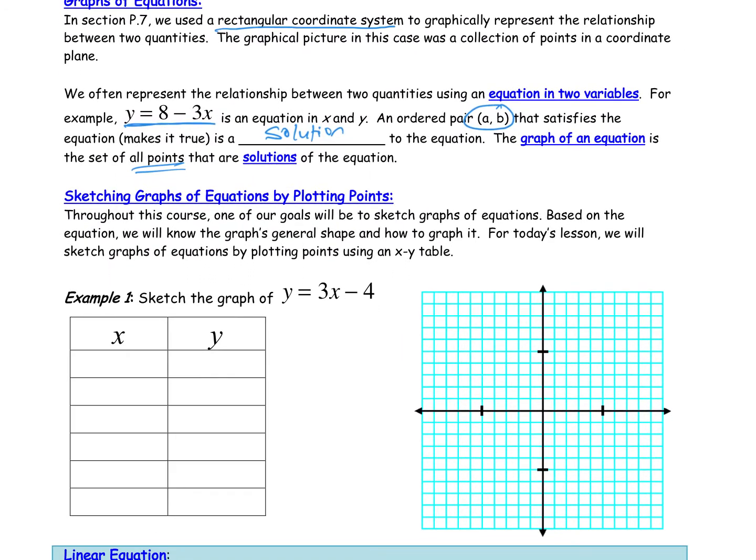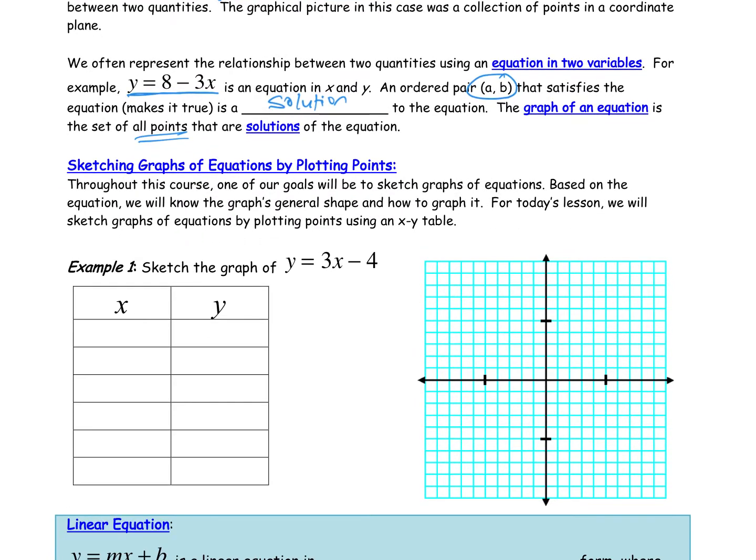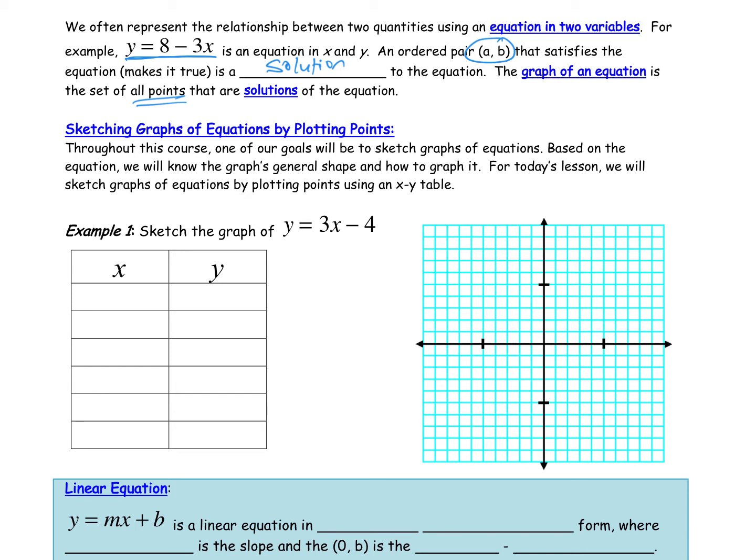Throughout this course, one of our goals will be to sketch graphs of equations. Based on the equation, we'll know the graph's general shape and how to graph it. That's going to be our goal. We're going to learn about lots of different types of functions and how to graph them. But for today, we're going to use a strategy that you can always use when facing a new type of equation, and that would be to create an XY table. If we're creating an XY table, we will choose convenient values for x, compute the corresponding y values, and those will be points that we'll plot.